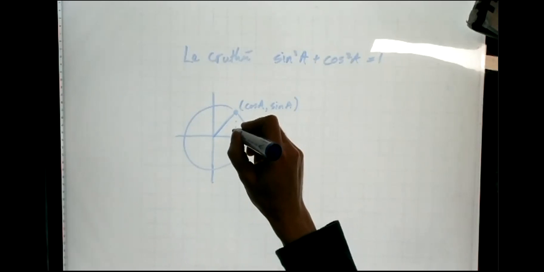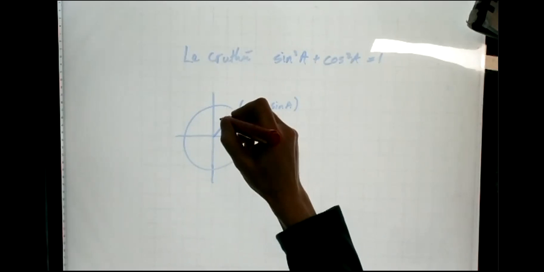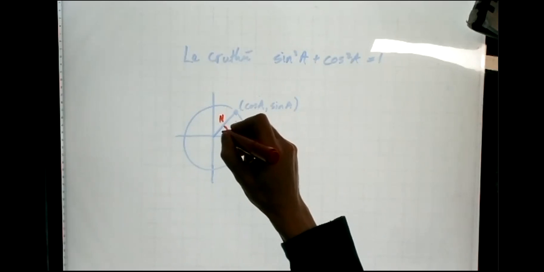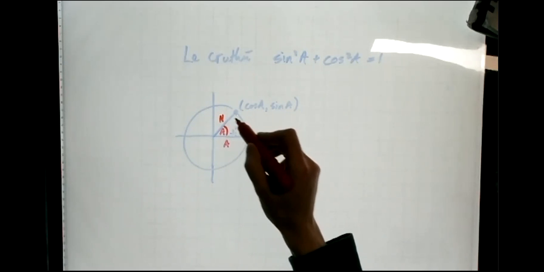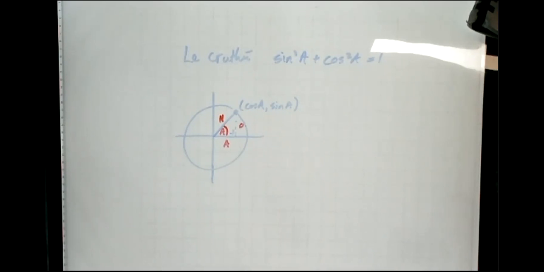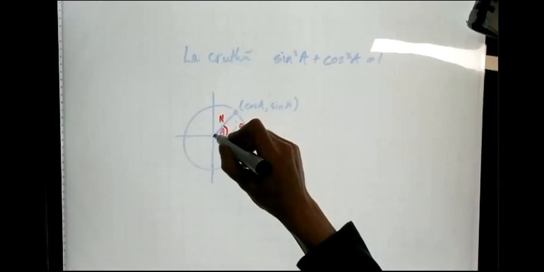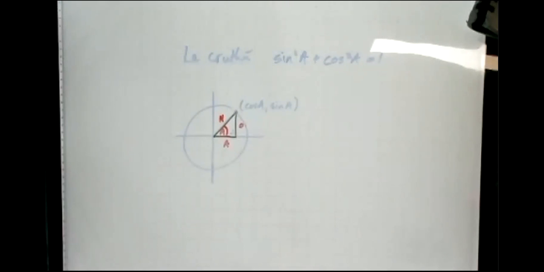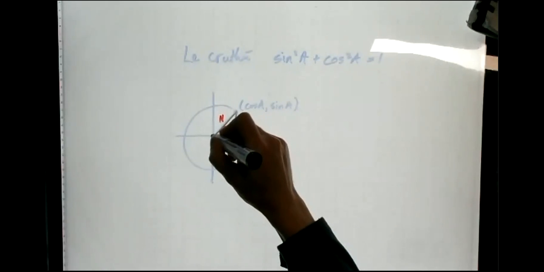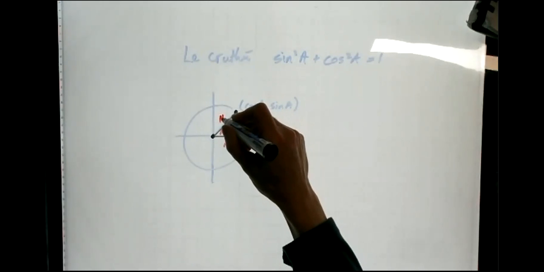Now, within your right angle triangle, the hypotenuse, the opposite, and the adjacent. Okay, so hypotenuse, opposite, adjacent. Now test the Pythagoras theorem.